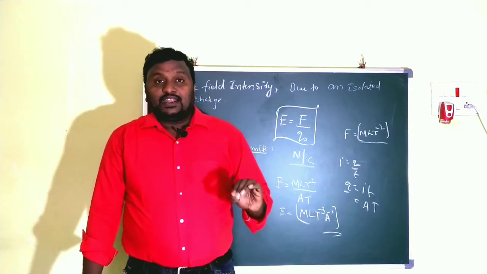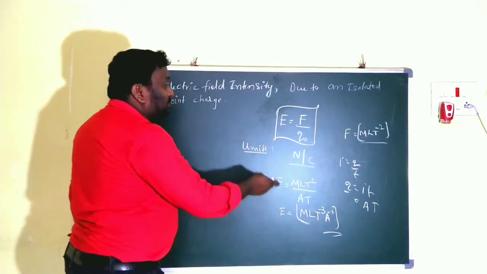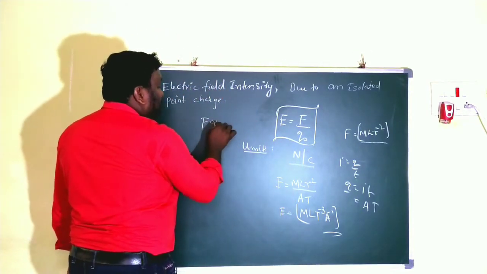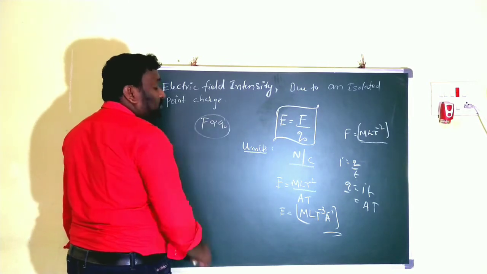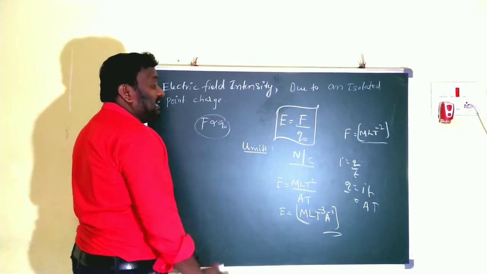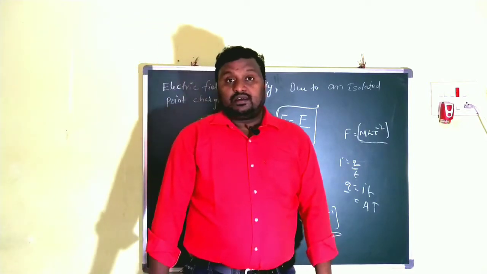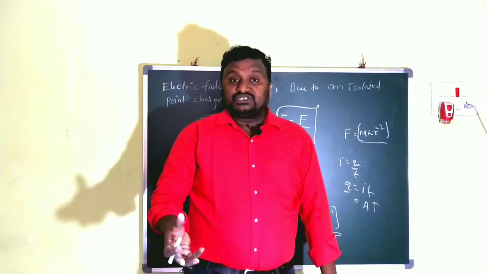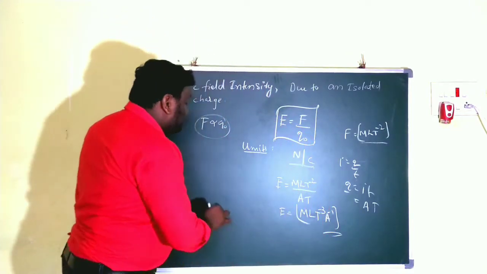So you have to know that the electric field intensity E is equal to F by Q naught. And in this case there is some proportionality. F is proportional to Q naught. These two are directly proportional. Clear?